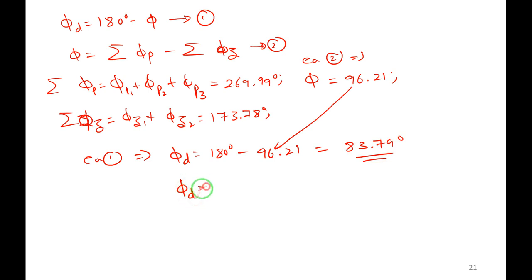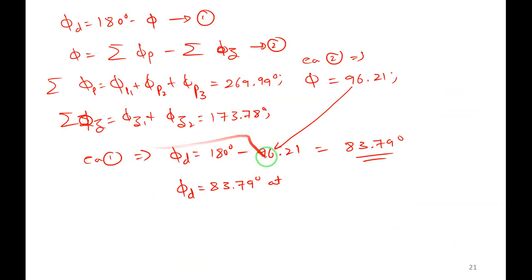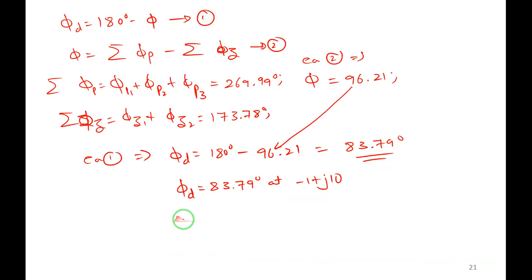So this is the angle of departure. The angle of departure we have calculated is 83.79 degrees at the point minus 1 plus j10. So what about the angle of departure at minus 1 minus j10? It is exactly opposite. If it is plus here, it is minus 83.79 degrees there. Okay, let me finish this, time is up. At minus 1 minus j10, I hope you got it.